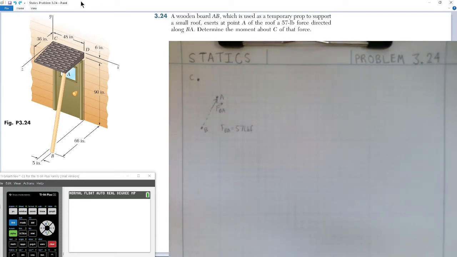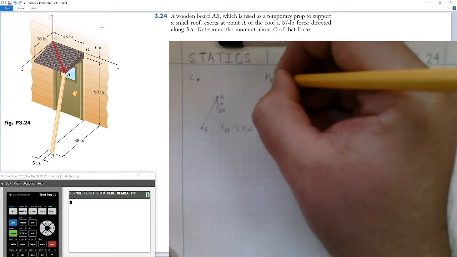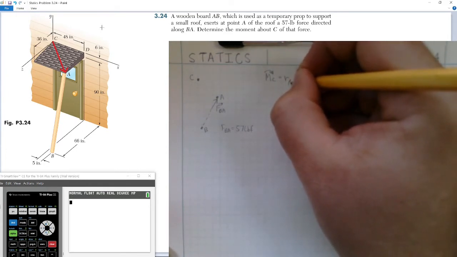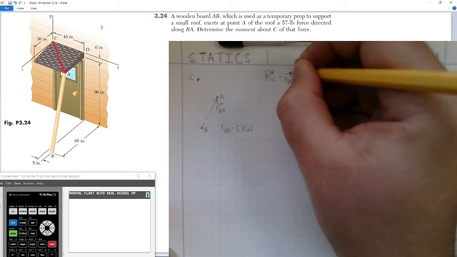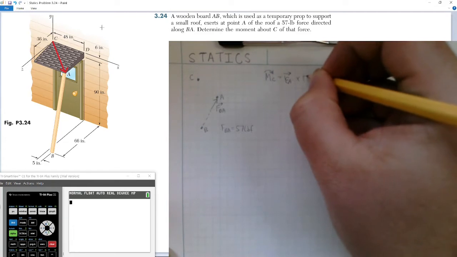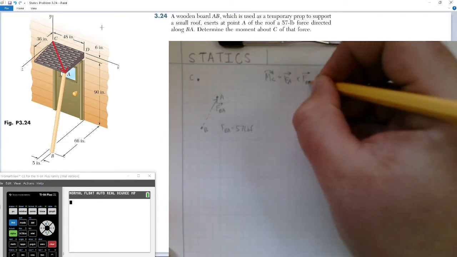Now looking on the diagram, we have point C on the top of the roof, point A on the bottom of the roof. We're going to have to find the vector going from C to A. So illustrate that in red right now. We need this vector going from C to A in order to determine the moment. First, let's go ahead and just write out the moment equation. The moment about C is equal to the position vector going from C to A, so R_CA, cross our force at point A, F vector BA.